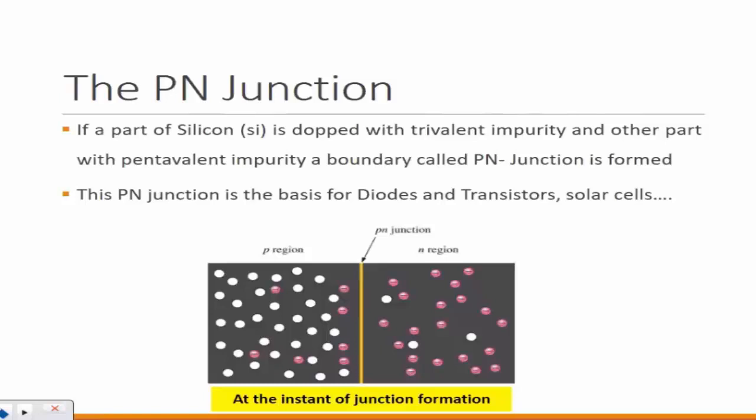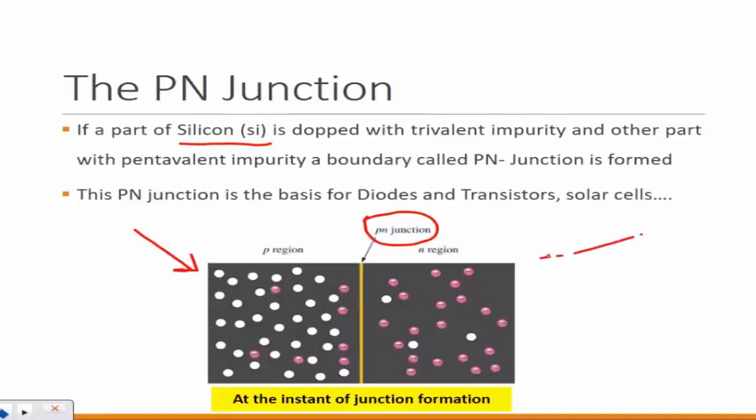At that instant, you are forming a junction. A junction is basically a location where two materials are meeting, right? Or two or more. For example, in electric circuits, we also have a junction, correct? So where everything is meeting at one point. So when you take a piece of silicon, from one side you dope with trivalent. Remember, trivalent means it gives you p-type.